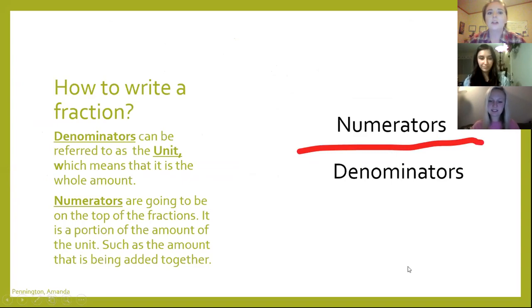So first we're going to start on talking about how to write a fraction and what parts involve a fraction. One of the first things are the denominators. A denominator can be referred to as a unit, which means the whole amount that we're going to be talking about. And the denominator is always placed at the bottom of the fraction. The numerators are going to be on the top, and those are the portions of the amounts that we're going to be adding together and that are a slice of the whole amount that we're going to be talking about.